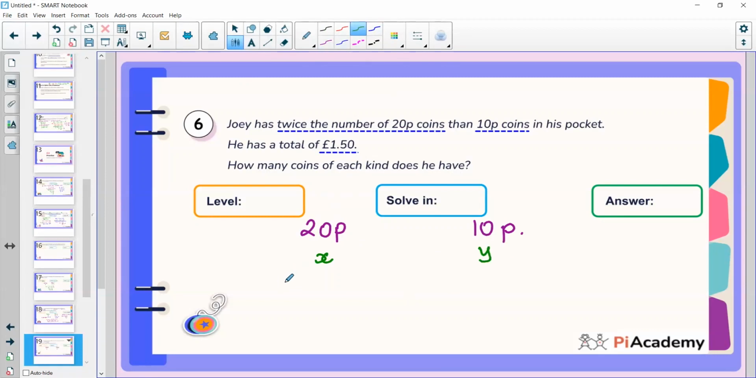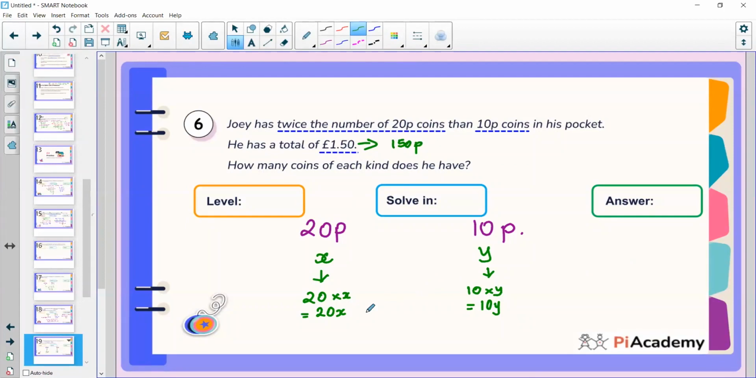Okay. Now writing up the expressions. What is the total value of x 20p coins? It's 20 times x, which is 20x. What is the total value of y 10p coins? It's 10 times y, which is 10y. So now you have 20x and you got 10y. And what do they add up to? They add up to 1.5 pounds. Again, making sure the units are matching. This is pounds. Our equation is in pence. So this is 150 pence.